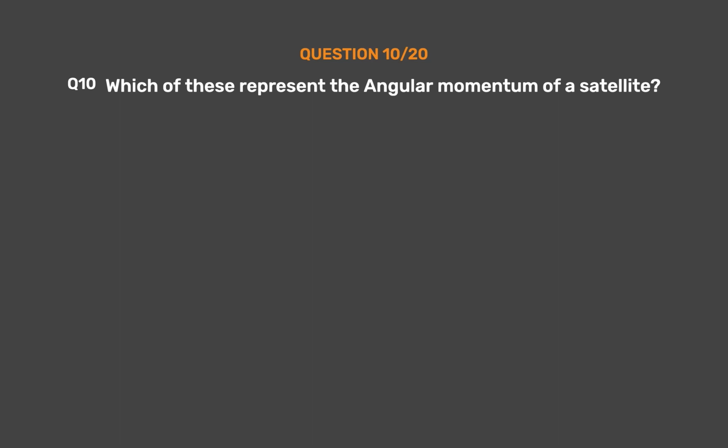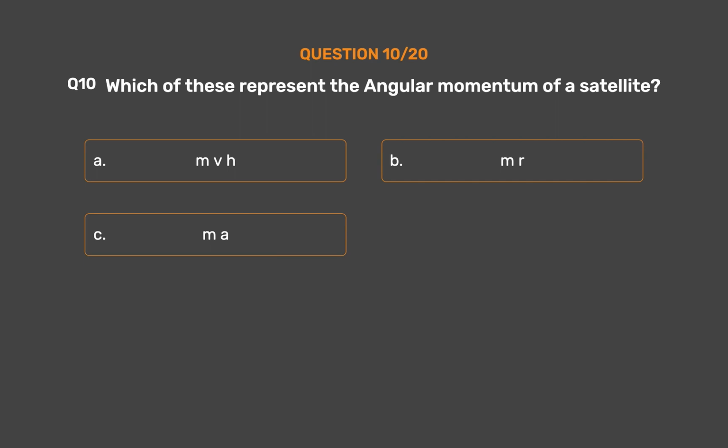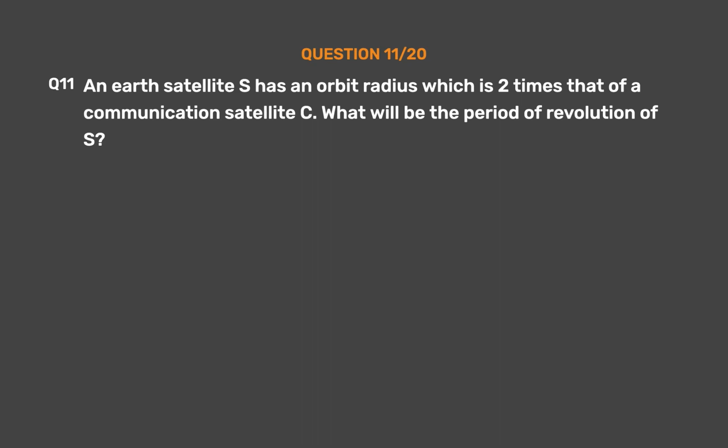Question number 10. Which of these represent the angular momentum of a satellite? Option A. mvh. Option B. mr. Option C. ma. Option D. mvr. The correct answer is Option D. mvr.